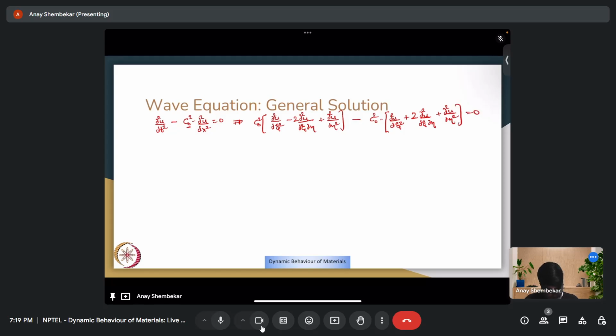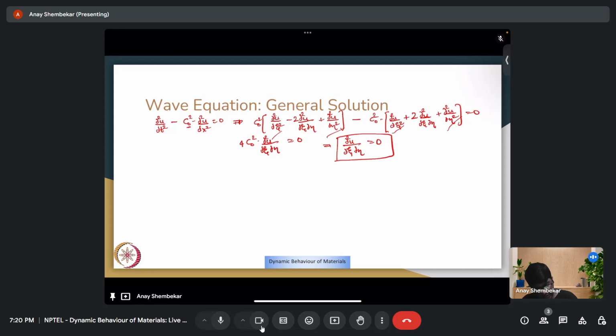This is 0, so these terms cancel out. So I end up with 4 c naught square ∂²u/∂θ∂η equaling 0, which is nothing but ∂²u/∂θ∂η equaling 0. So this is what the substitution of variables gives us: D'Alembert solution.